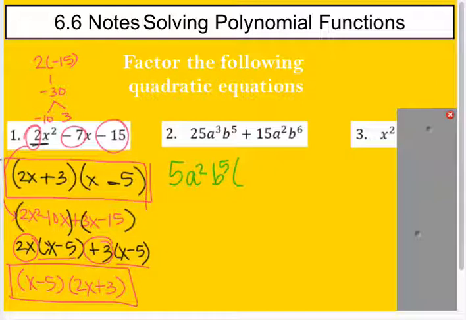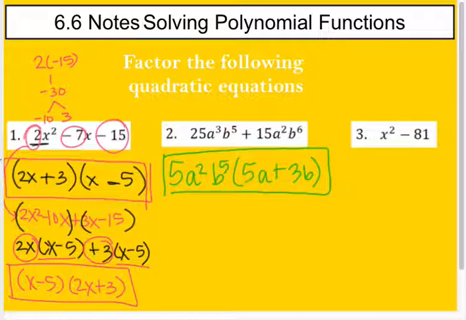So I would say 5 times what gives me 25? Well, 5 times 5. A squared times what gives me a to the third, so a. b to the fifth times 1 would give me b to the fifth, so that's all I have there. Plus 3, because 5 times what gives me 15, 3. A squared times 1 gives me a squared, and b to the fifth times b gives me b to the sixth. And there that one is completely factored.